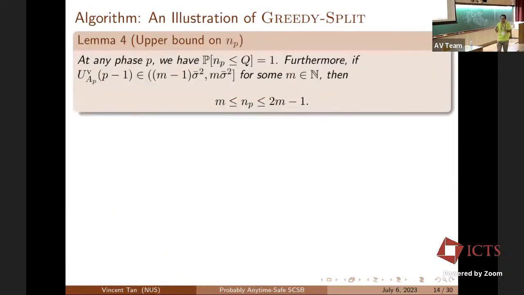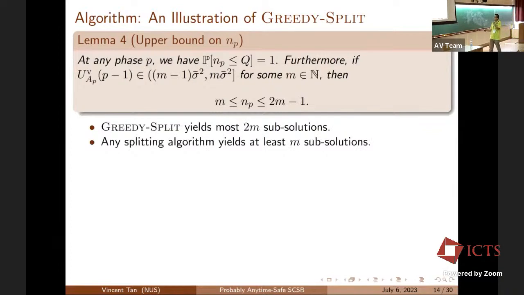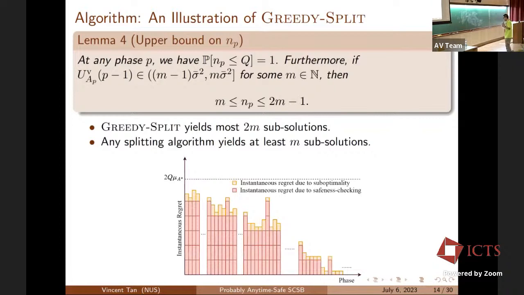All right, so at any phase P, we can actually show that the number of sub-solutions that we get is not more than this quantity that depends only on the instance which we call Q. All right, this is not so important, you don't need to remember this. But the message of this lemma says that the total number of sub-solutions that we get if the upper confidence bound lies in a certain slice can be sandwiched within two bounds, one lower bound and one upper bound, that only differ by a factor of 2. So the punchline here is that greedy split yields at most 2m sub-solutions. M is this slice of the upper confidence bound. And we can actually show that because the upper confidence bound is lower bounded by this m-1 times the permissible upper bound of variance, any splitting algorithm will yield at least m sub-solutions. So this is quite tight, right? And doesn't result in that much of a loss.